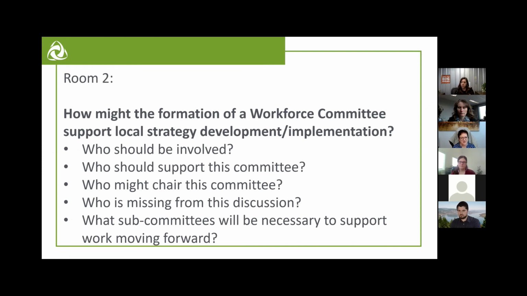But some of the things that we talked about was the importance of industry leadership and representation. How to attract influencers to be part of this committee. So who are those folks, organizations, businesses in our communities that when they speak up, folks listen? So there's a respect and a credibility and a recognition. We certainly need to define the role of the committee.